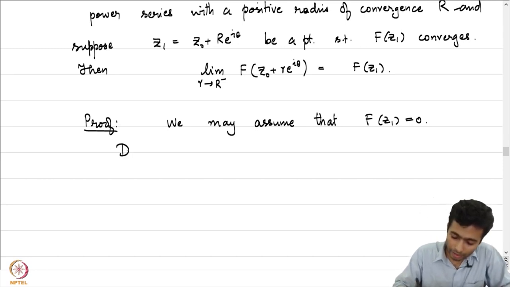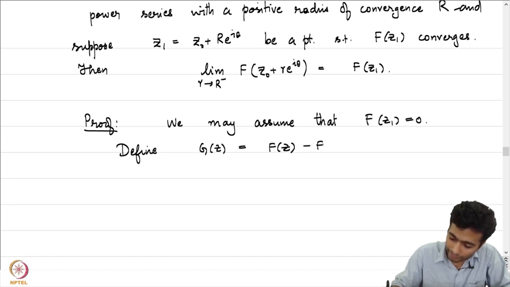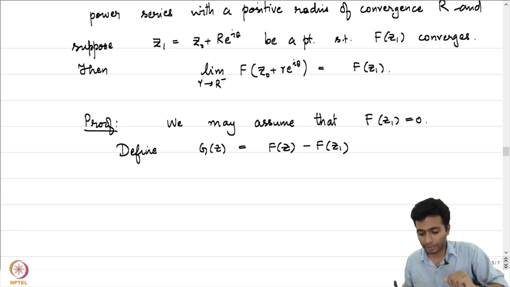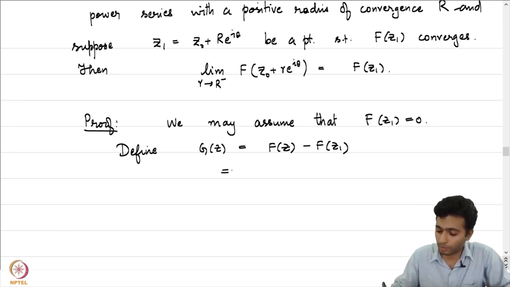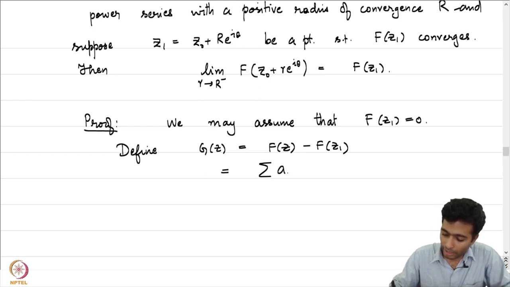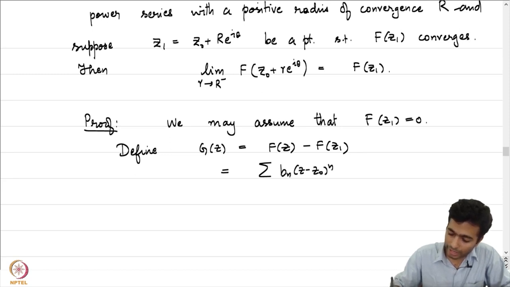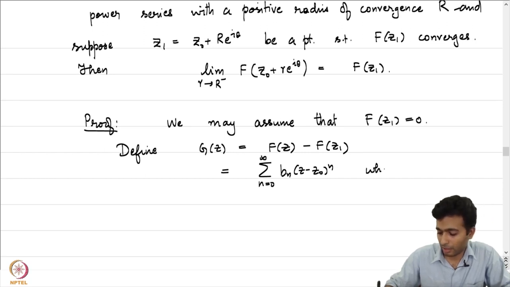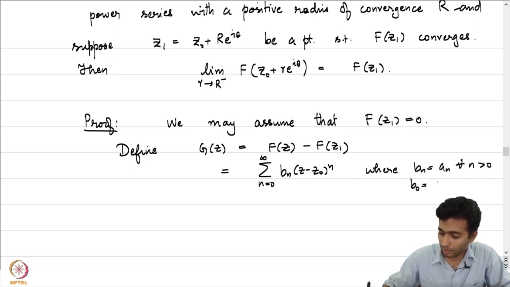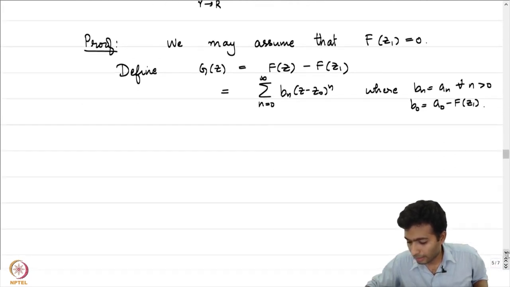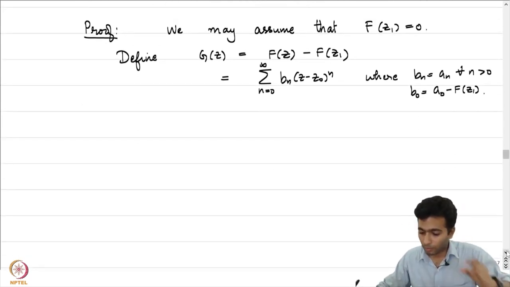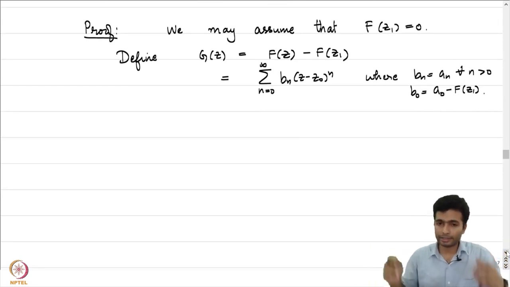To justify this, define g of z to be equal to f of z minus f of z1. Remember that f of z1 is a complex number, and this is just going to be equal to summation b n times z minus z0 to the power n, where b n is equal to a n for all n greater than 0, and b 0 is equal to a 0 minus f of z1. Notice that g of z has the same radius of convergence. This g of z is also a power series around z0, and it has the same radius of convergence as f.